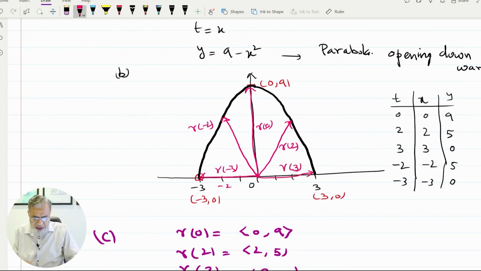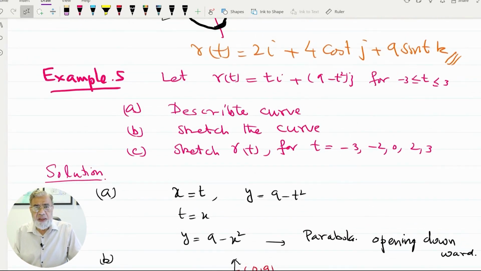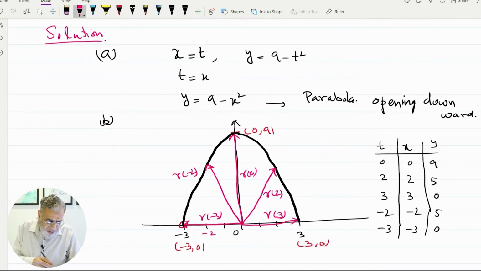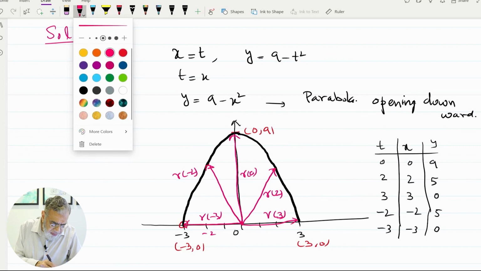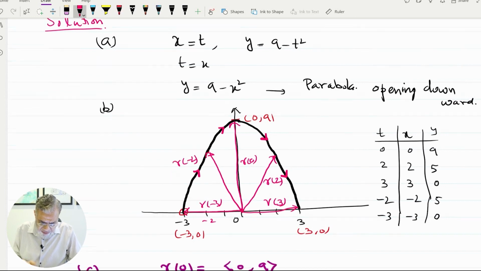So these are the points in this example. We're given the vector valued function, and we want to describe it, sketch it, and describe the vectors. Here we have this curve, and it runs from -3 to 3. The curve is running from -3, going like this. This is the direction of the curve, because it goes from -3 to 3. So here is the sketch, the description, and the vectors.